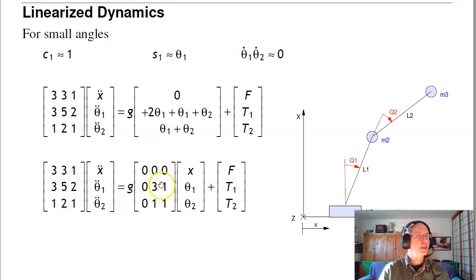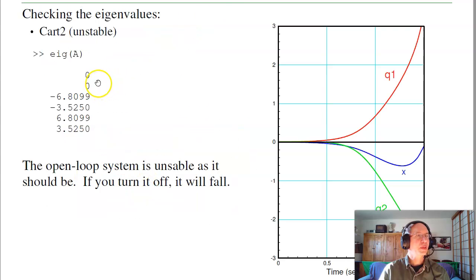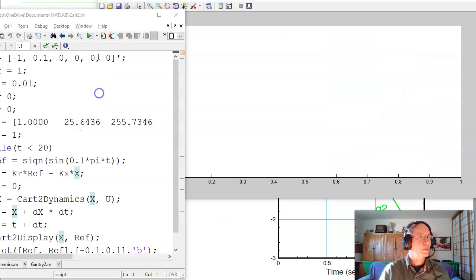Take the inverse of the mass matrix, multiply on the left, put in state space form. Again, the first 3 states are position, the last 3 states are velocities, the derivative of positions, so I get this 0 and identity matrix. Here's where these dynamics come into play. I can now find the eigenvalues of that matrix. And the eigenvalues are 0, 0, minus 6.8, minus 3.5, plus 6.8, plus 3.5. The open loop system is unstable, which isn't too surprising.